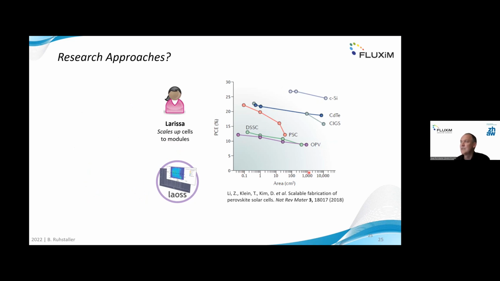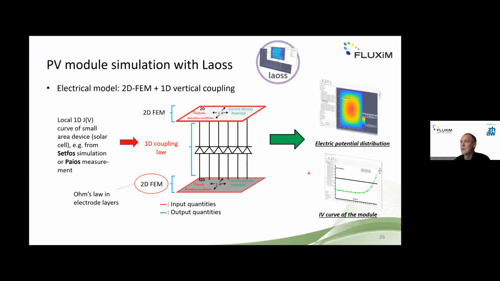And for that challenge, we introduce software for large area modeling. It's a FEM-based software where we solve the Ohm's law in the top electrode and the bottom electrode, and we do a coupling of the top and bottom electrode by introducing a JV law. In steady state, it gives us the electric potential distribution in the solar cell and would also allow us to calculate an EL image and also the JV curve.